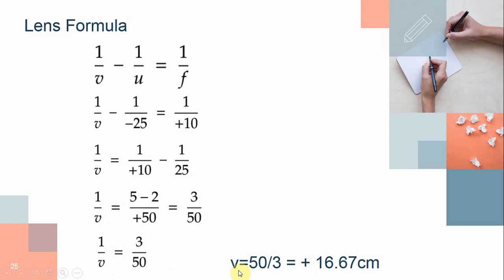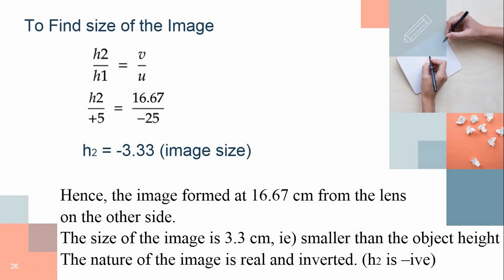That means the position of the image. To find the size of the image, we already studied this equation. h2 by h1 is equal to v by u. Substituting the values of h1, v and u, you can get the value of h2, which is equal to minus 3.33 centimeter. The image is formed at 16.7 centimeter from the lens on the other side, and the size of the image is 3.3 centimeter. Here minus indicates the image is formed below the principal axis.